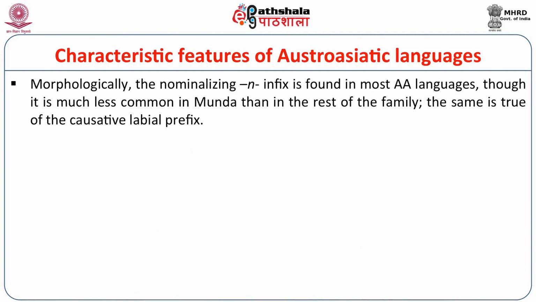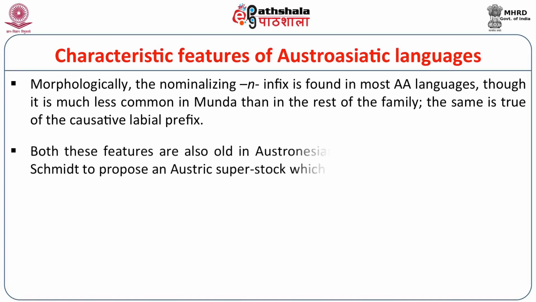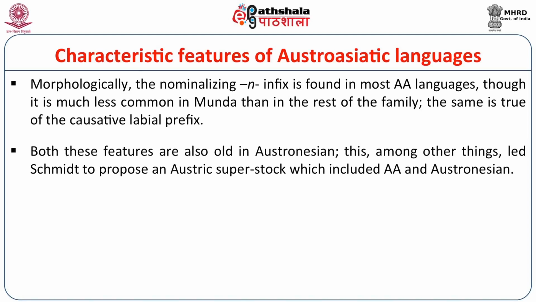Morphologically, the nominalizing n infix is found in most Austroasiatic languages, though it is much less common in Munda than in the rest of the family. The same is true of the causative labial prefix. Both these features are also old in Austronesian. This, among other things, led Schmidt to propose an Austric superstock which included Austroasiatic and Austronesian.